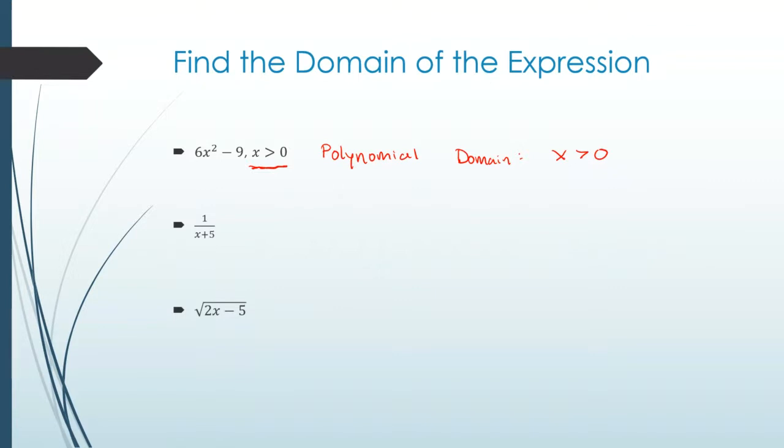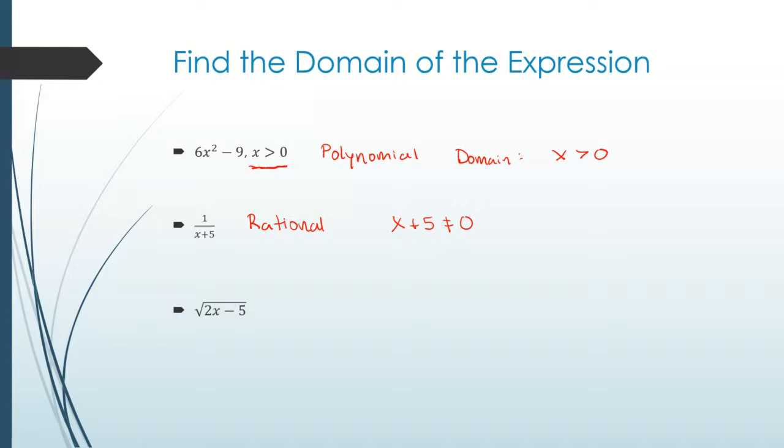The second one here is a rational expression where the denominator has a variable. So the domain is everywhere except for where the denominator is 0. So this is a rational expression. And so what you do is you take your denominator, and that cannot equal 0 because then we're dividing by 0. And so you ask yourself, what number will make that 0?